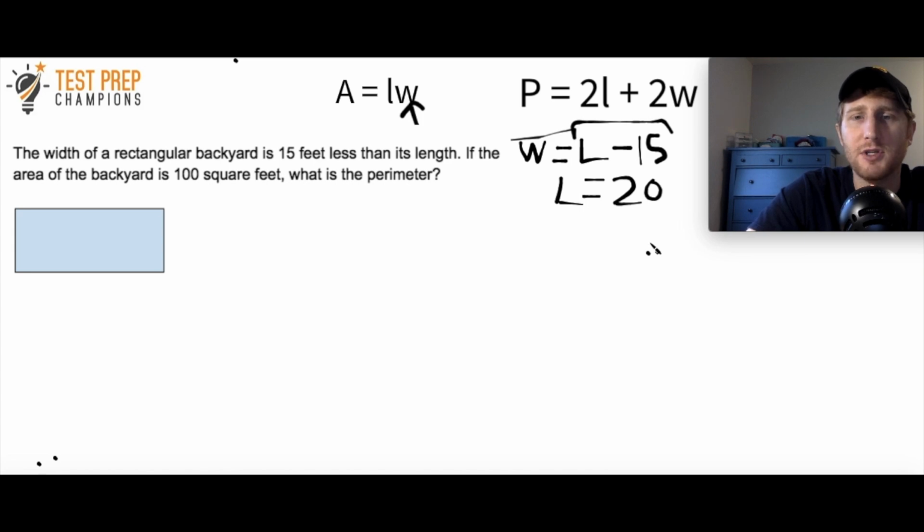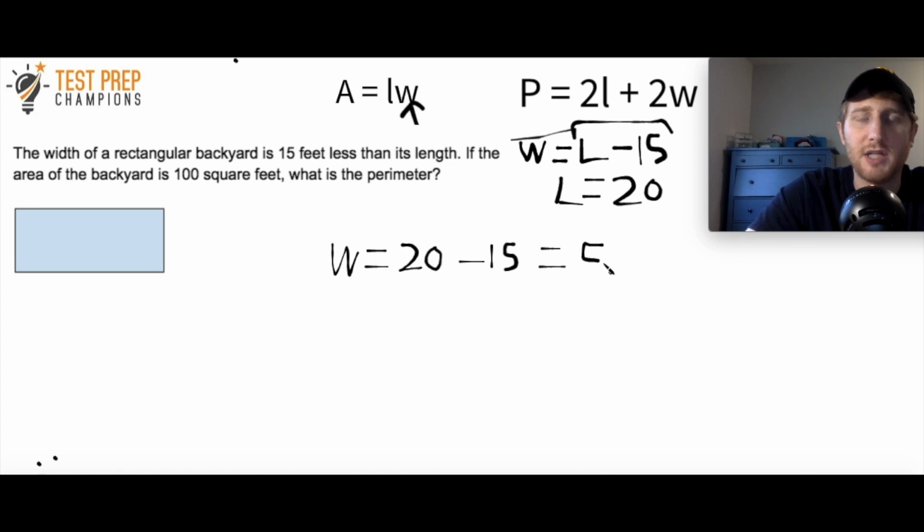So all I have to do is go back to my formula where I have W equals L minus 15, and I'm going to plug 20 in for L. So let me do that here. W equals 20 minus 15, and 20 minus 15 is 5. All right, so after all is said and done, I know that L equals 20 and W equals 5.